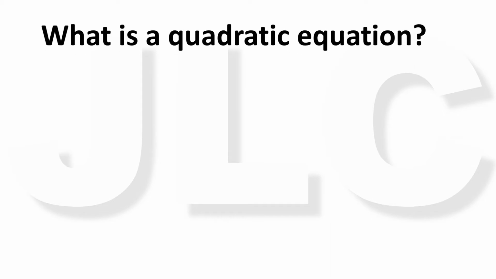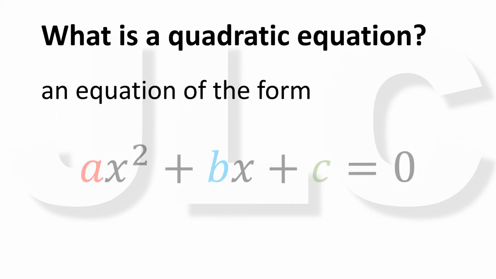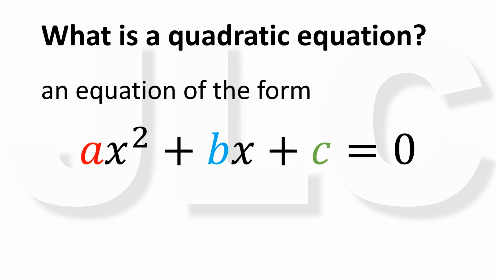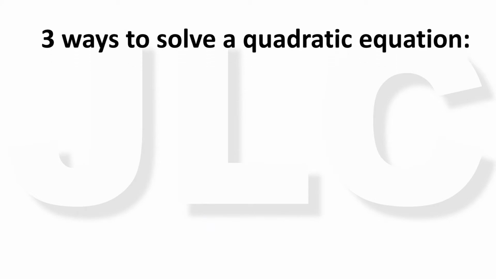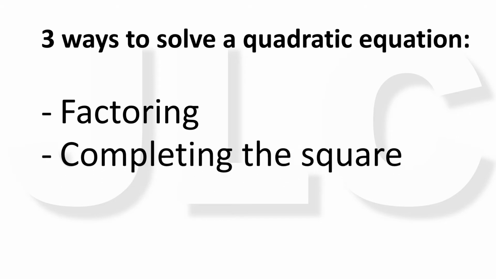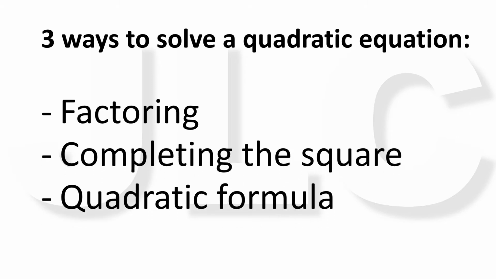A quadratic equation is an equation of the form ax squared plus bx plus c equals 0, where a, b, and c are real numbers and a is not equal to 0. This is called the standard form. There are 3 methods of solving a quadratic equation: solving by factoring, by completing the square, and by the quadratic formula.